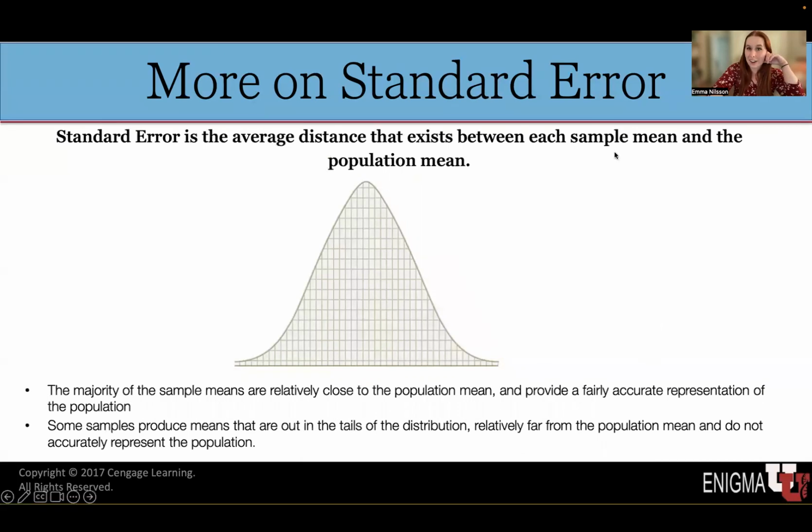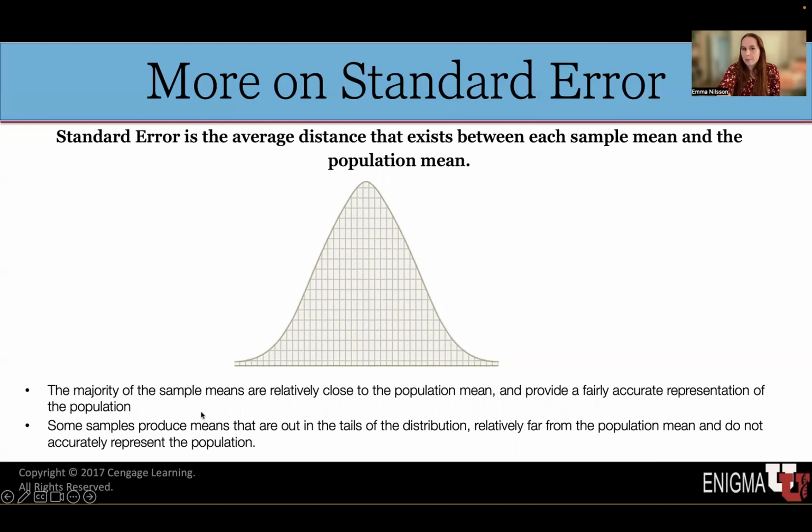Thus, the standard error is going to give us a pretty good method for defining and measuring sampling error, because it's going to tell us how far away our sample mean is from the population mean, which is a very important statistic for us to know.